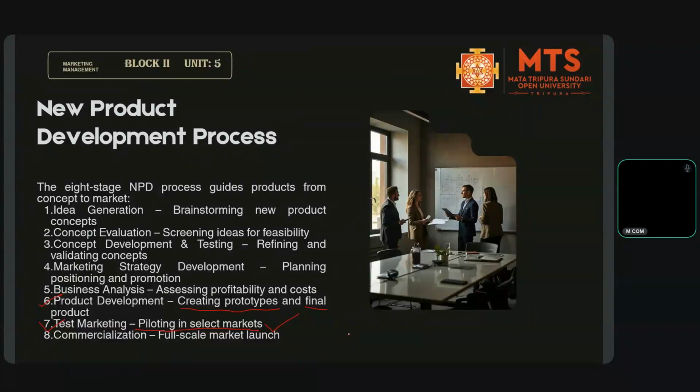Commercialization. There is a last step where we can commercialize. After testing, if it fits our category or is fit for the individuals, then they can market the product.